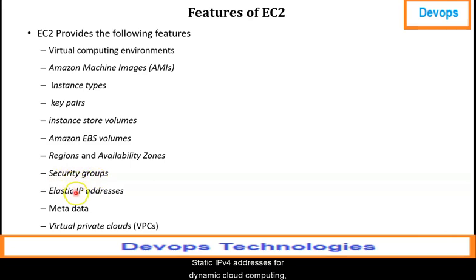Ninth one is static IPv4 addresses for dynamic cloud computing, known as elastic IP addresses. 10th one is metadata, known as tags, that you can create and assign to your Amazon EC2 resources. 11th one is virtual networks that you can create that are logically isolated from the rest of the AWS cloud, and that you can optionally connect to your own network, known as virtual private clouds, VPC.